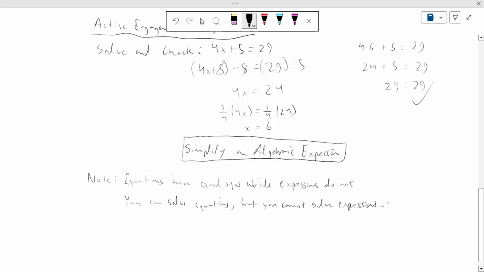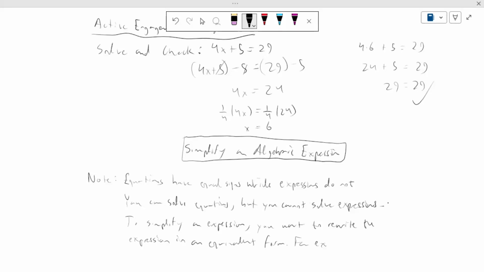All right. So now that we have that, let's talk about how to simplify an expression. To simplify an expression, you want to rewrite the expression in an equivalent form. Equivalent form. Right? And so for example, right?